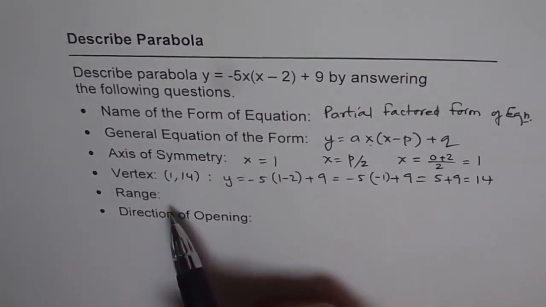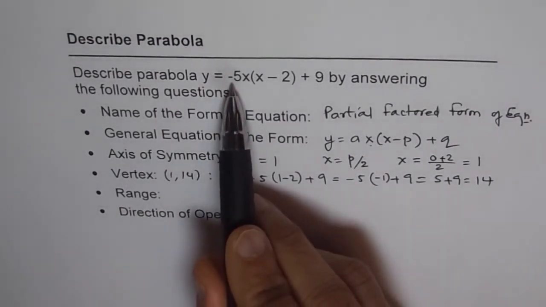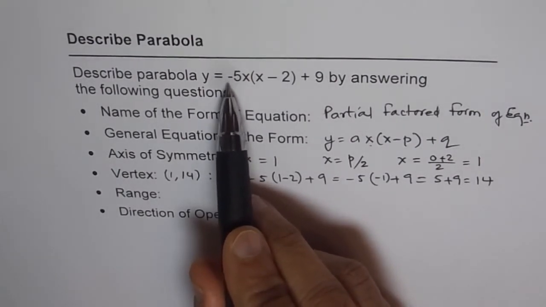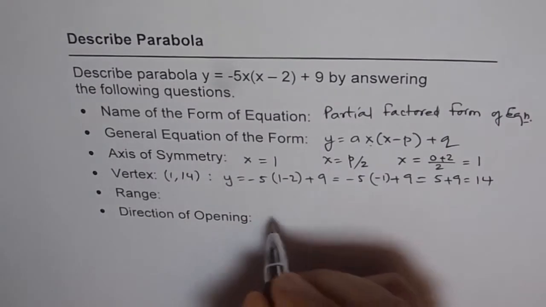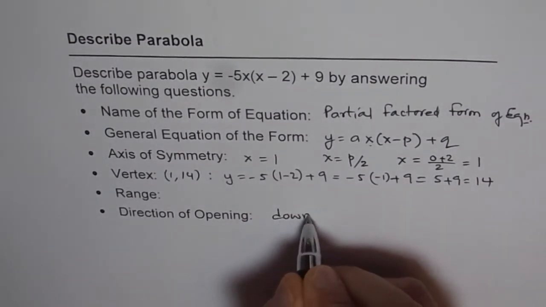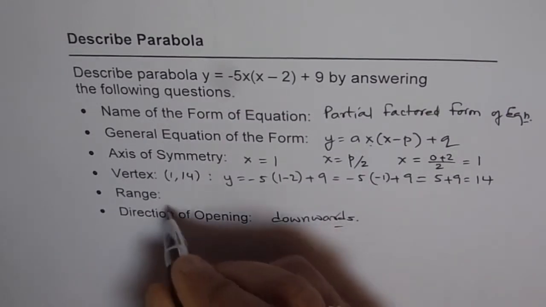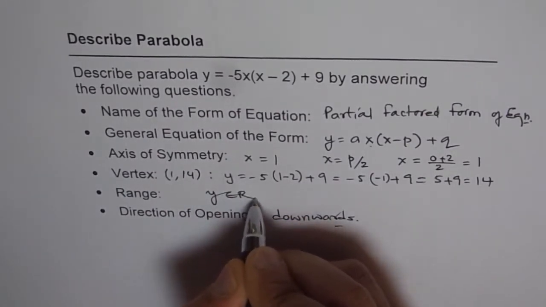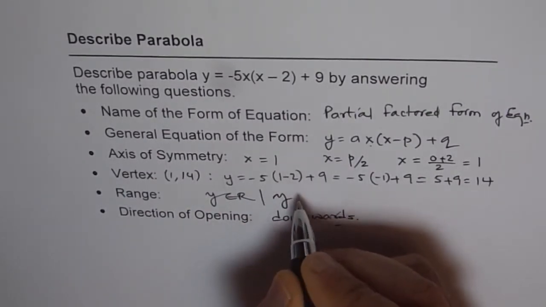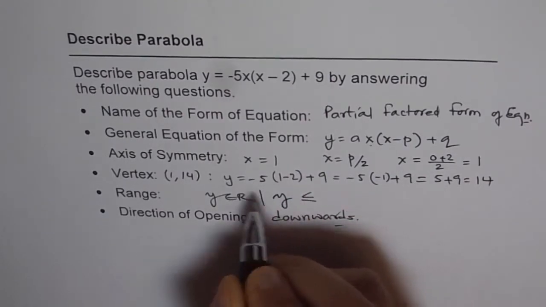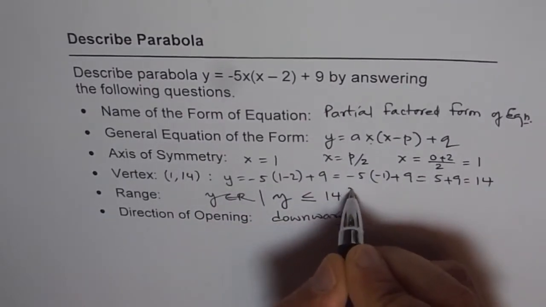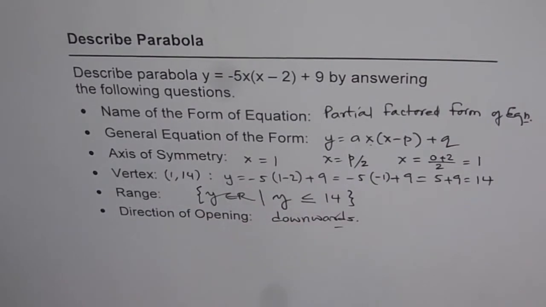Now the range. As you can see, this parabola will open in which direction? This is negative a, and therefore it opens downwards. So the direction of opening is downwards. Since the direction of opening is downwards, the range will be y belongs to real numbers, such that y is less than or equal to the maximum, which is 14. So that is how we can answer this question.